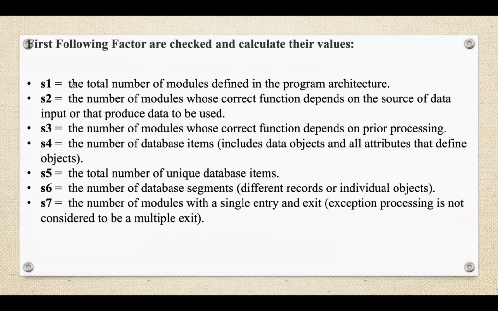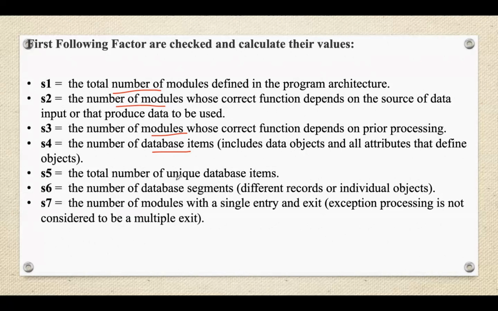So first, S1 indicates the total number of modules defined in the program structure. Then S2 represents the number of modules whose correct function depends on the source of the data input. S3 represents the number of modules whose correct function depends on prior processing. S4 represents the number of database items. So here a database item can be a data object or the attributes that define the objects.